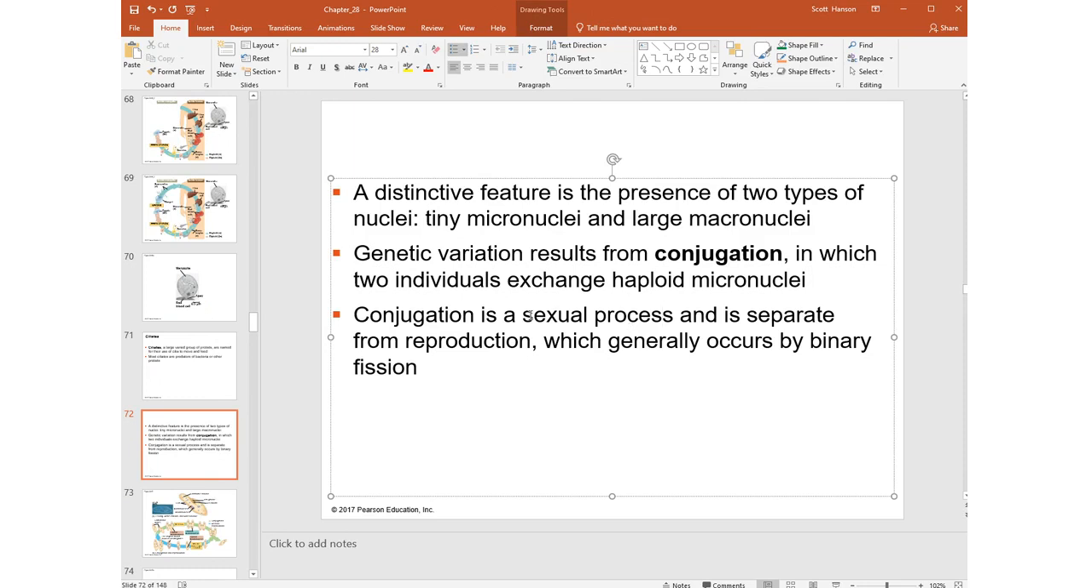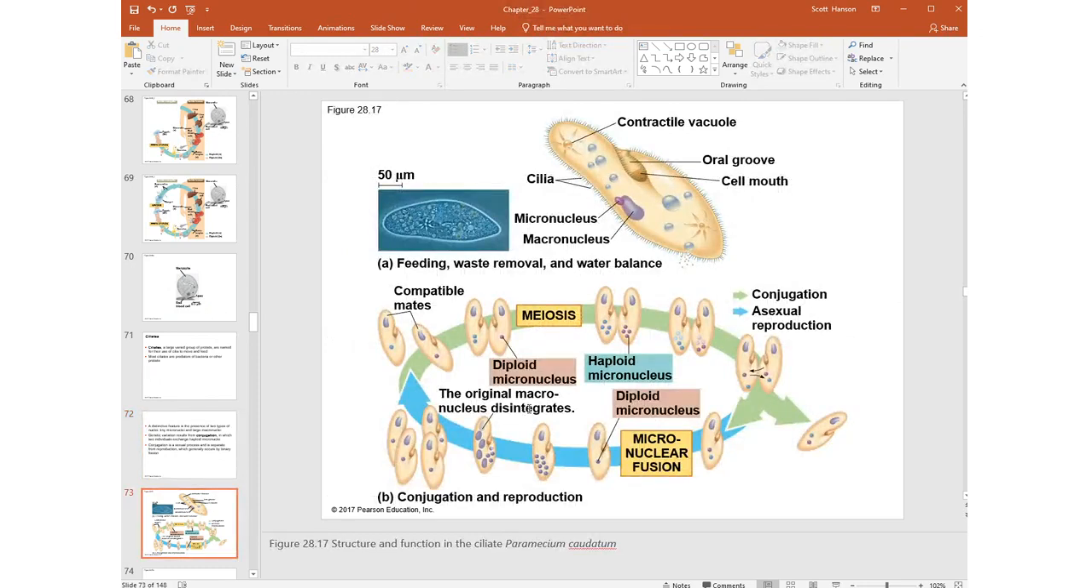And so conjugation is a sexual process because they're exchanging chromosomes and genetic material. But it's a sexual process that's separate from actual reproduction. They're just exchanging micronuclei. They're not actually producing a new generation. When reproduction takes place, it's usually by binary fission, an asexual type of reproduction. It's kind of like mitosis, where one cell just produces two new daughter cells that are pretty much the same as the original cell.